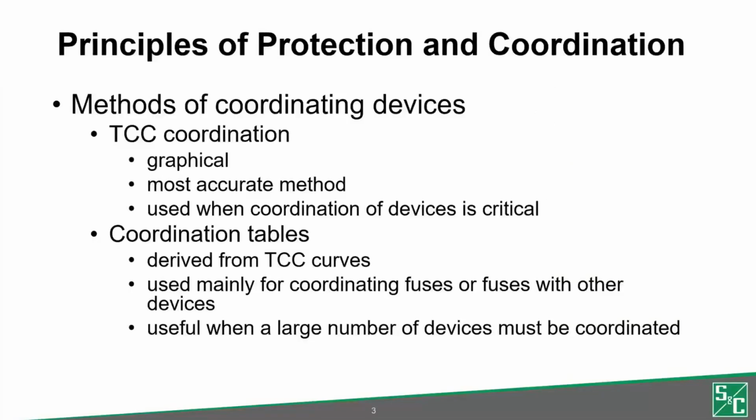In the process of determining overcurrent settings for protective devices, their coordination has to be analyzed and confirmed. There are two basic methods for this analysis. One is by plotting the time current curves of the overcurrent settings on graphs. This would be the most accurate method to determine coordination between series devices.